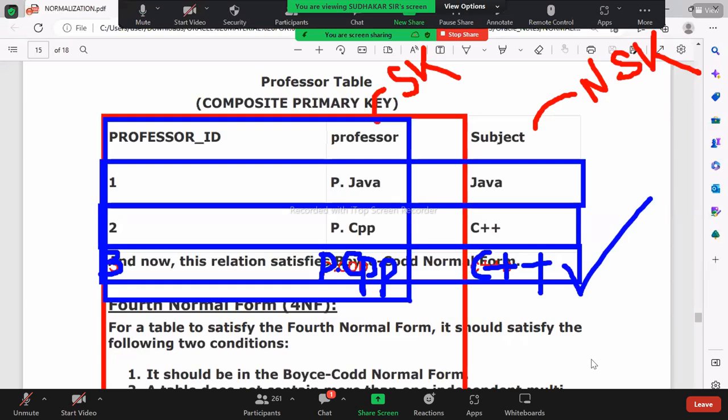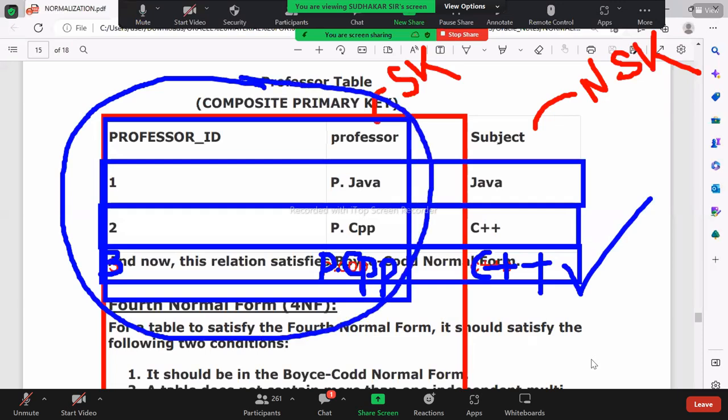Okay? So that means this combination, because it is a composite, has no duplicates. Since there are no duplicates, I can say these are called super keys, the combination, because I'm saying either single or combination. A combination is a super key; a single column is not a super key. So what happened now? Professor comes under the super key category.